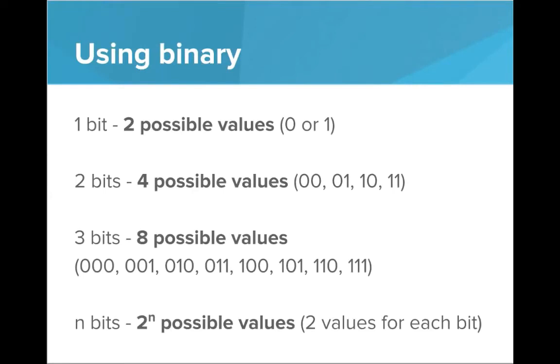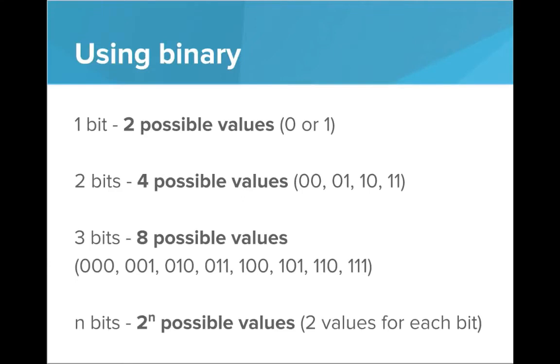Well, how exactly is binary being used to store all this data? If we have 1 bit, like we see, we can only store 2 possible values, 0 or 1. But then if we go to 2 bits, that's doubled. We can now store 4 possible values: 00, 01, 10, and 11. Those are all distinct values.